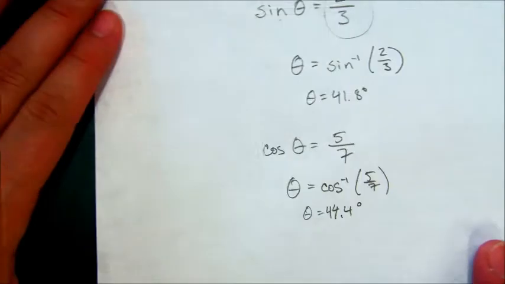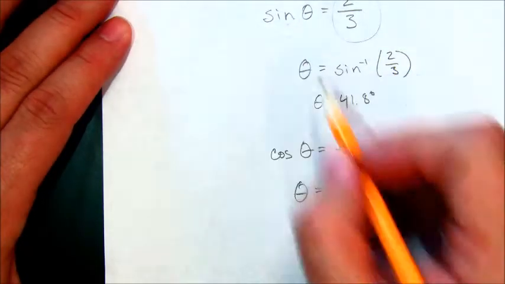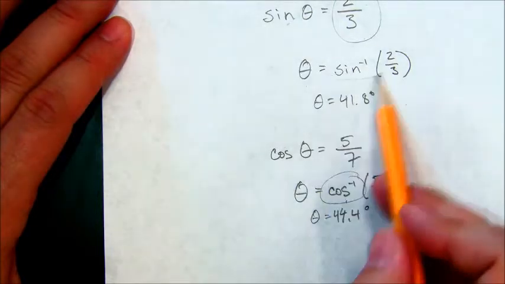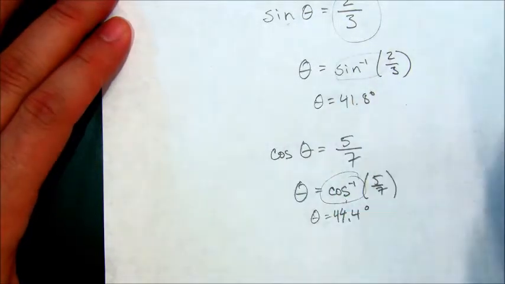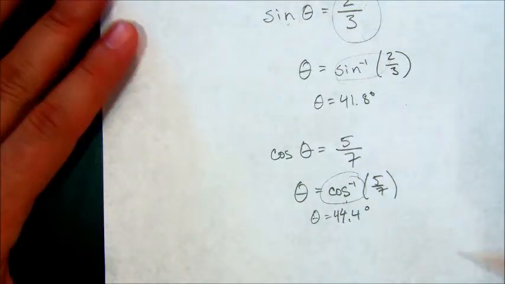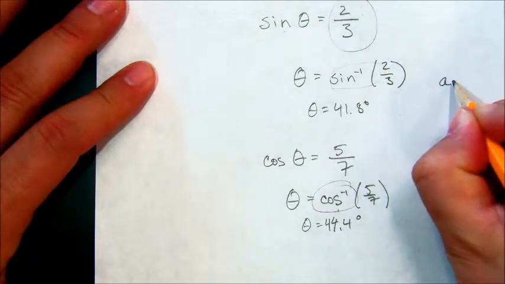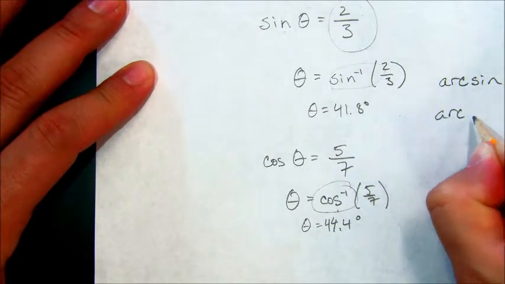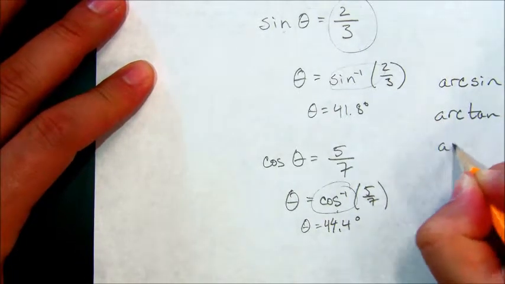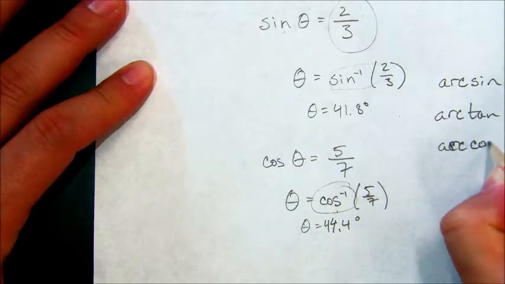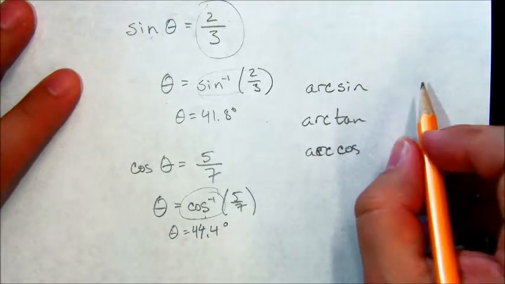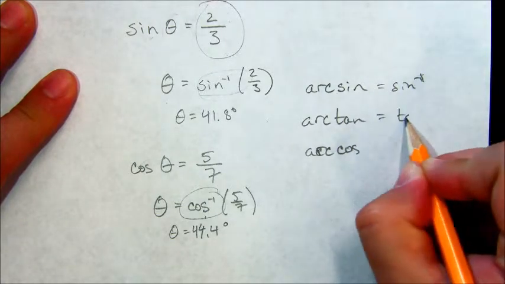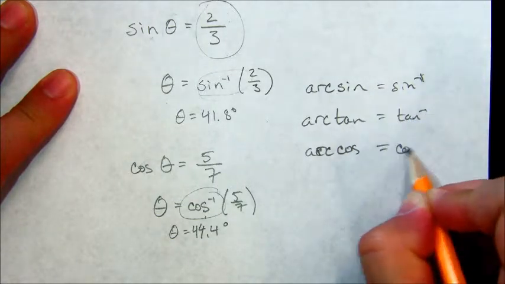One last thing to see. I usually write the inverse cosine function as cosine negative 1, the inverse sine function as sine negative 1, and inverse tangent as tan negative 1, but sometimes you'll see that written as arc sine, arc tan, or arc cosine. It's the same thing.